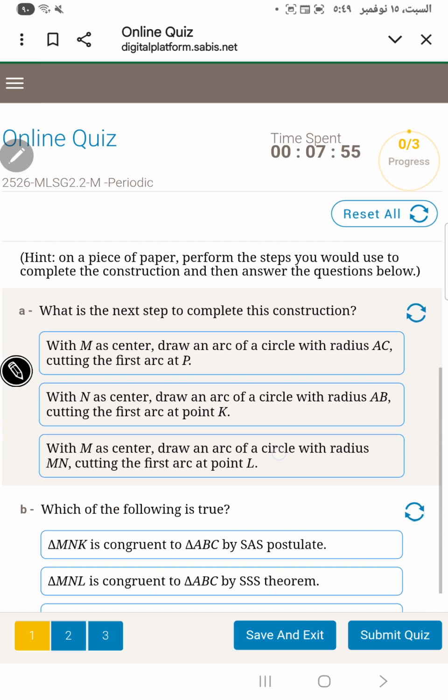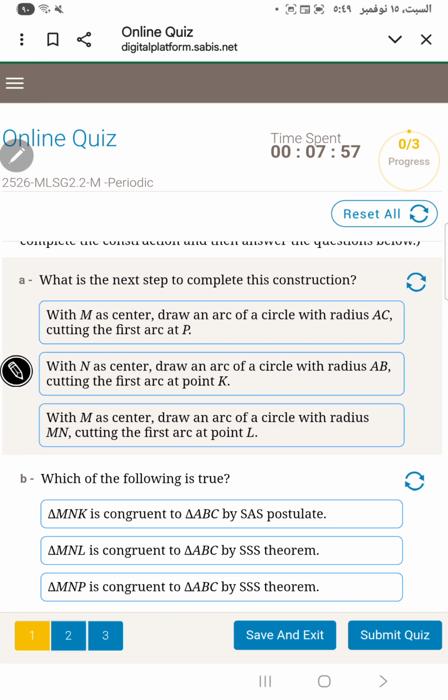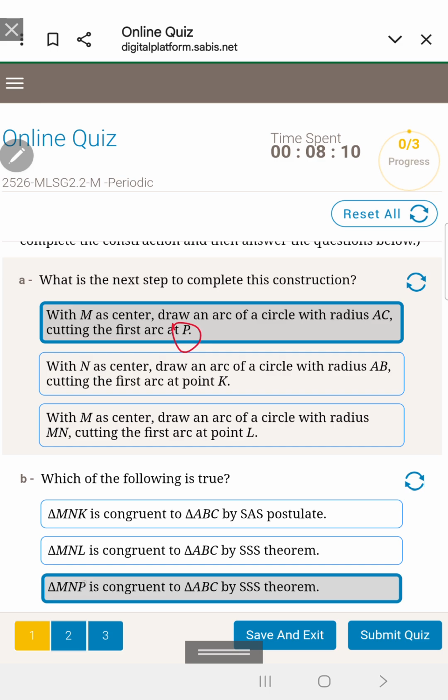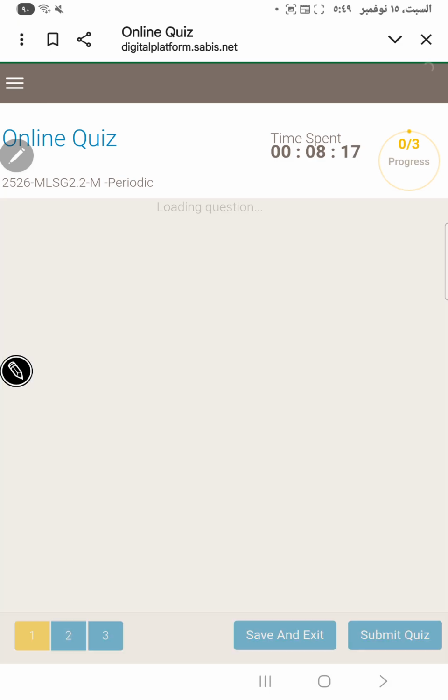So let's see the options for B. You have to choose the one which has P in it. Why? Because we chose P here. So you have to choose the one which has P in it. That's question number one. Now for question number two.